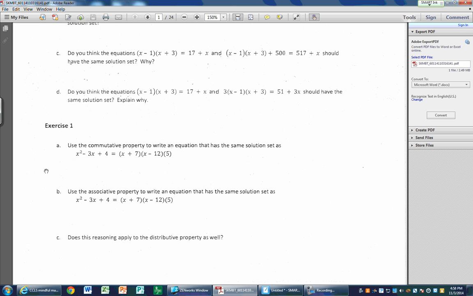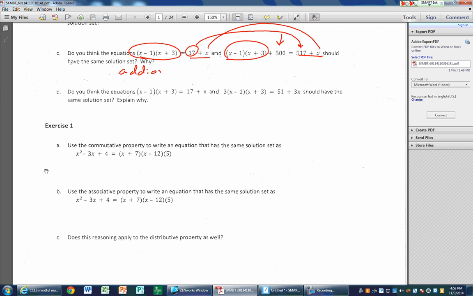So what did we do here? So it appears that we still have x minus 1 quantity times x plus 3. But then we have an intruder here. We're adding 500. And then this side doesn't look too much the same. We still have the x's, but oh, look at that. We added 500 to that side. So that is what property? The addition property of equality. When you add the same number to both sides, we added 500 to both sides of the equation. That's the addition property of equality.